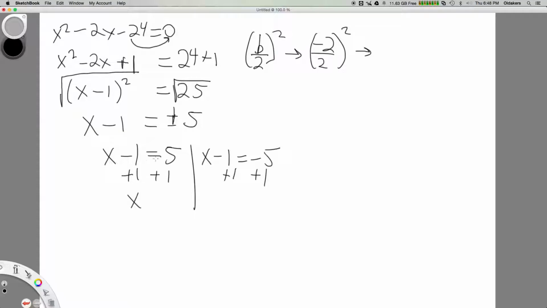So 5 plus 1 is 6, and negative 5 plus 1 is negative 4. So there you are, an example of solving by completing the square. This is a simple one. There's no a value. It works out nicely because once you add that plus 1 to each side, you get a perfect square on the right side. So this one works out pretty nice and even.